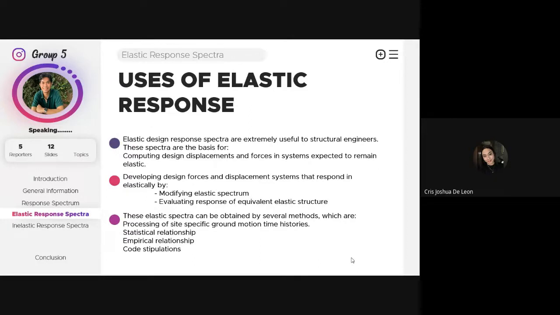These are the uses of elastic response. Elastic design response spectra are extremely useful to structural engineers. These spectra are the basis for computing design displacements and forces in systems expected to remain elastic. Developing design forces and displacement systems that respond elastically by modifying elastic spectrum, evaluating response of equivalent elastic structure. These elastic spectra can be obtained by several methods, which are processing of site-specific ground motion time histories, statistical relationship, empirical relationship, and code stipulations.